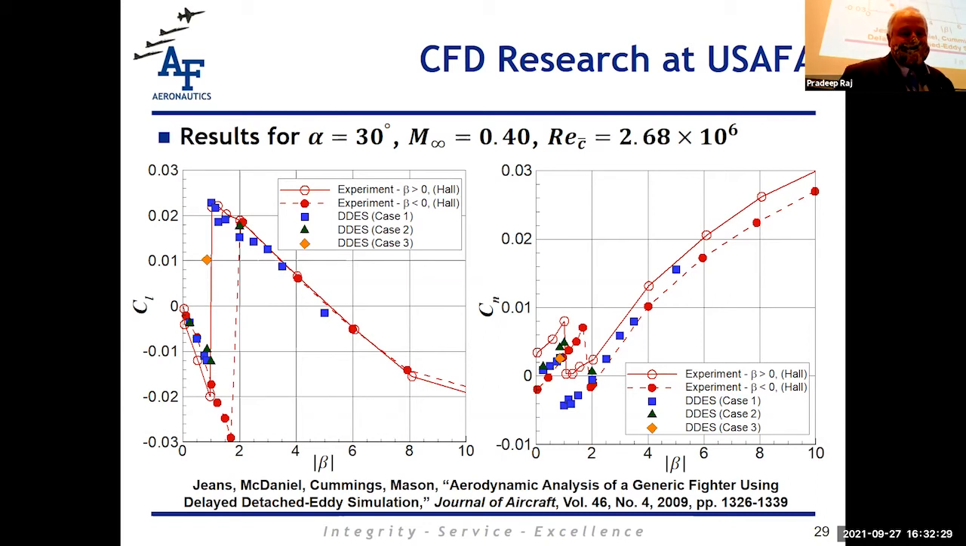When we started doing the simulations, it was quite straightforward to get some of these values at the higher side slip angles, but it was very challenging to try to get the values between 1 and 2 degrees. The configuration was at 30 degrees angle of attack, Mach 0.4, and it was the tailless configuration, which is why, if you put the tail on, this kind of becomes insignificant, but we wanted to try this case.